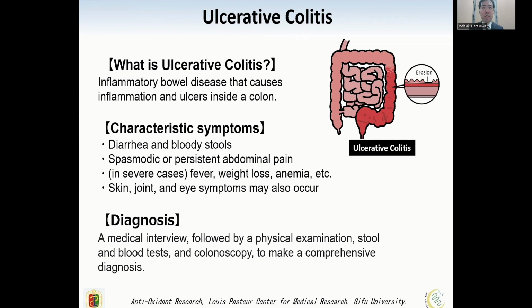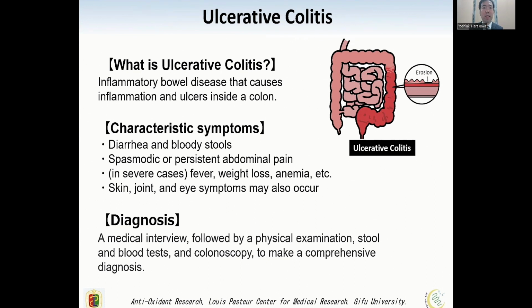Ulcerative colitis is characterized by diarrhea and bloody stools, spasmodic or persistent abdominal pain. In severe cases, fever, weight loss, anemia appears too. Skin, joint, and eye symptoms may also occur.